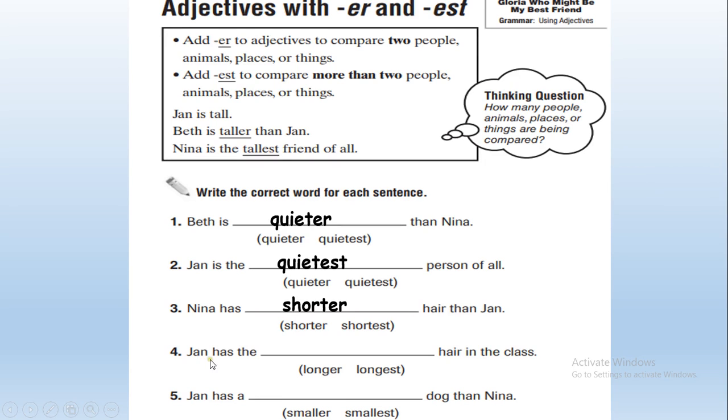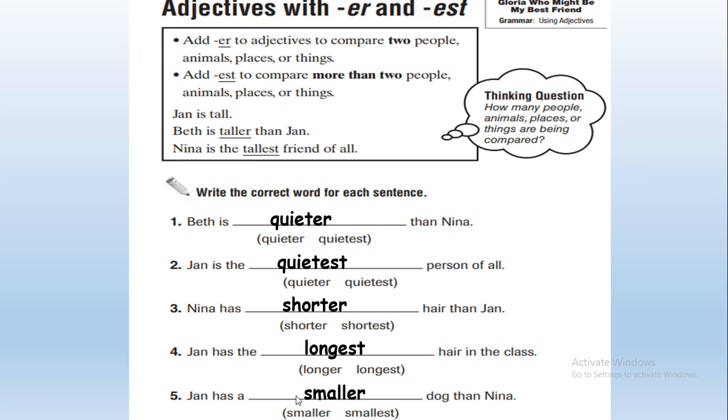Number 4. Jan has longer or longest hair in the class. We're talking about the most long. Excellent. So Jan has the longest hair in the class. Jan has a smaller or smallest dog than Nina. Again, we're comparing the size of the dogs of these two girls. So Jan has a smaller dog than Nina.